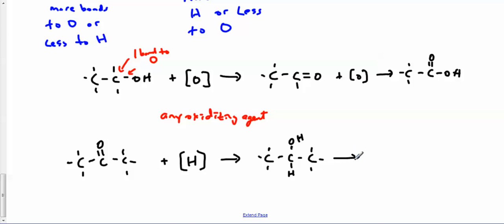And I can continue doing this. Let me put in my symbol for a reducing agent. And I'm going to pick this. If currently there's one bond to O, fewer than one would be zero. So I can reduce this all the way down to propane.